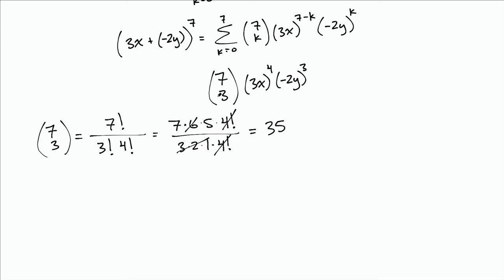So my term here, I've got 35. I've got a 3 to the 4, which is 81. And I've got a negative 2 cubed, which is a negative 8. And then I've got x to the 4 and y cubed. Now it's just a matter of multiplying those out. And if you multiply those, you get negative 22,680, x to the 4th, y cubed. So there's the term in the expansion that contains the x to the 4.